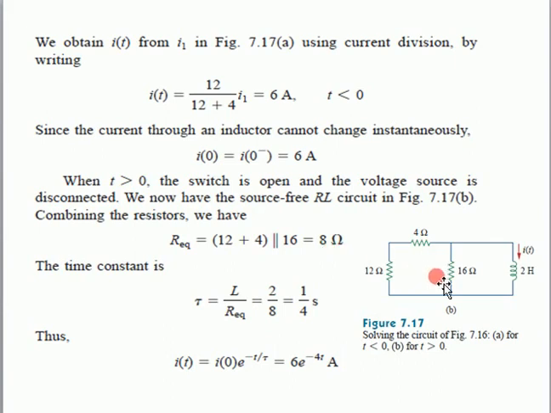What will be the tau? Tau is equal to L over R equivalent. By putting in the values, we get tau equal to 1 by 4 second. And what will be the value of i(t)? i(t) is equal to i(0) e raised to the power minus t over tau. What is i(0)? i(0) is 6 ampere. So i(t) is 6 e raised to the power minus 4t ampere. That is the value of the current passing through the inductor when the circuit is a source free RL circuit. So this was all about the source free RL circuit.